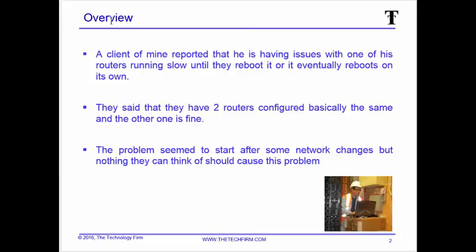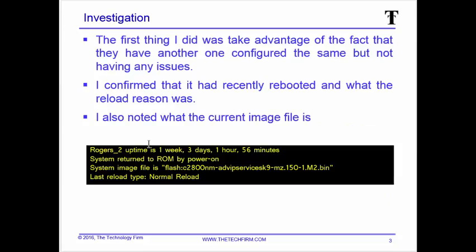So we're going to start with the overview. A client of mine reported they're having issues with one of his routers running slow until they reboot it, or it eventually reboots on its own. So either way it reboots, I guess, to clear itself. They said they have two routers configured basically the same, and the other one is fine. The problem seemed to start after some network changes, but nothing they can think of should cause this problem.